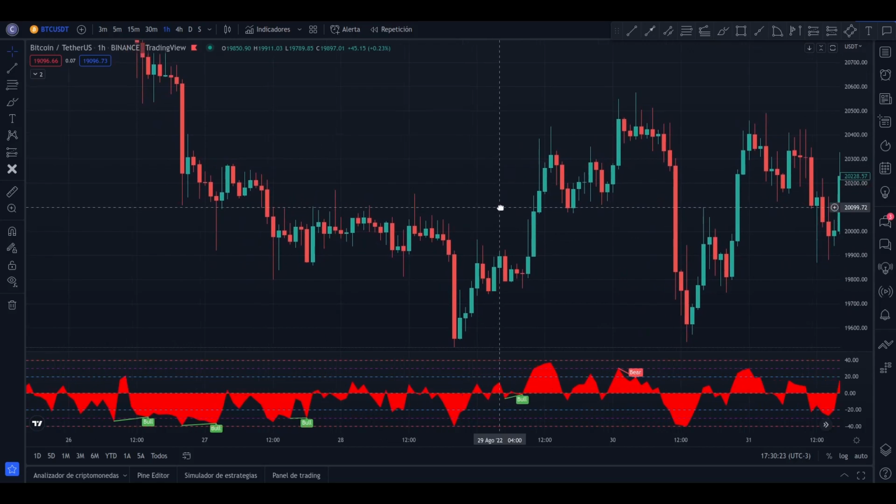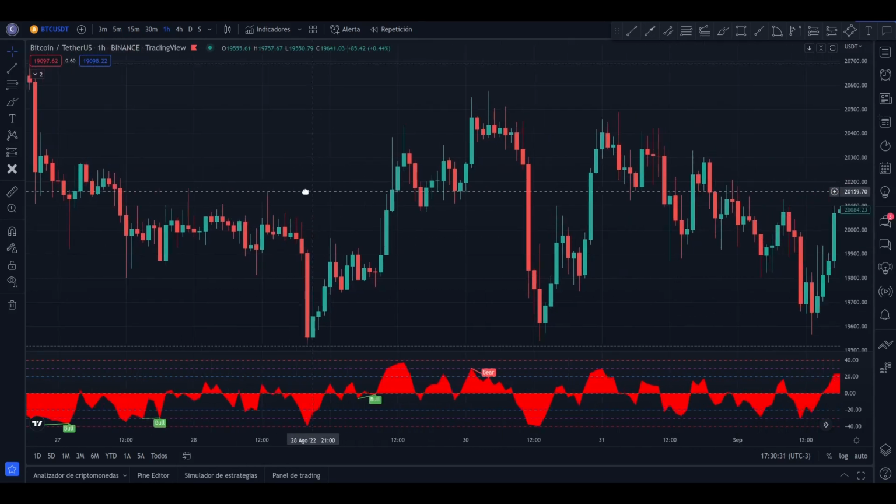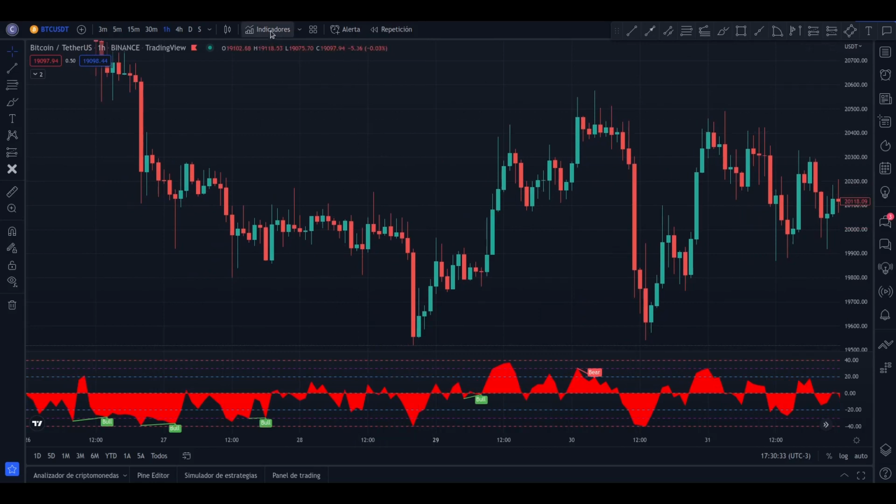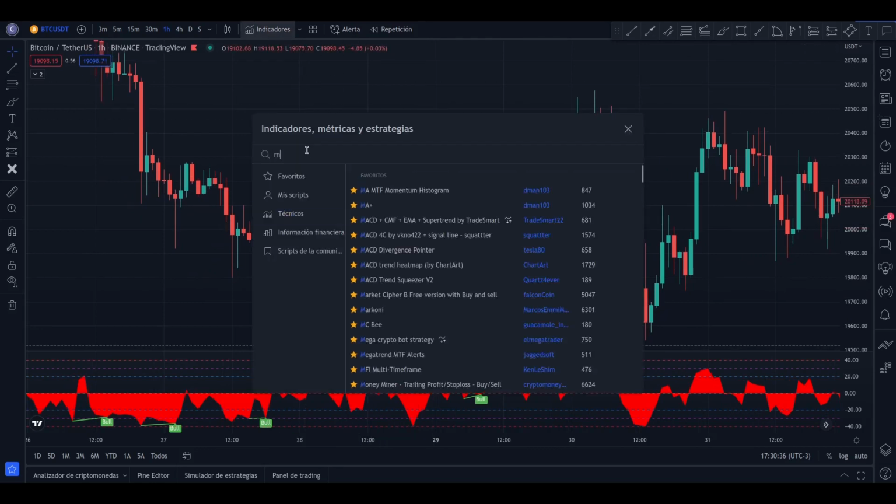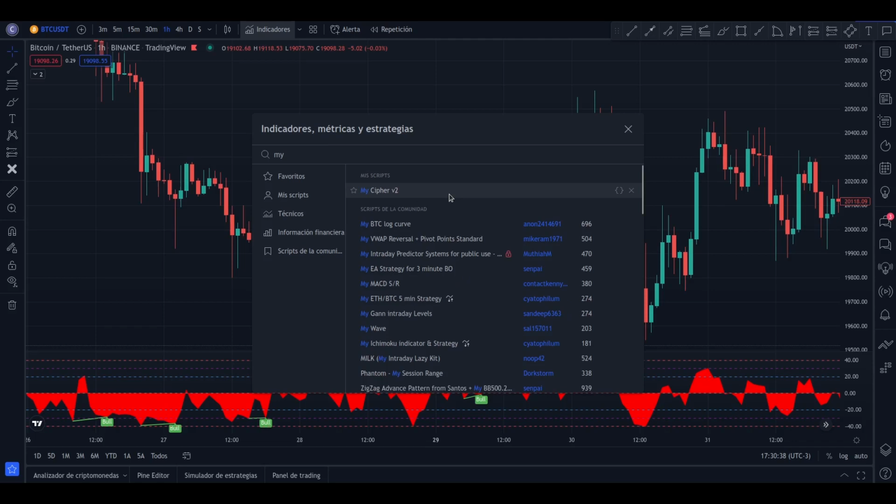Not all the signals provided by the indicator are 100% accurate, so we are going to complement it with another indicator that we have already seen on the channel. And that is the Cipher V2 indicator, which you can find on my GitHub. Here below I leave the link.